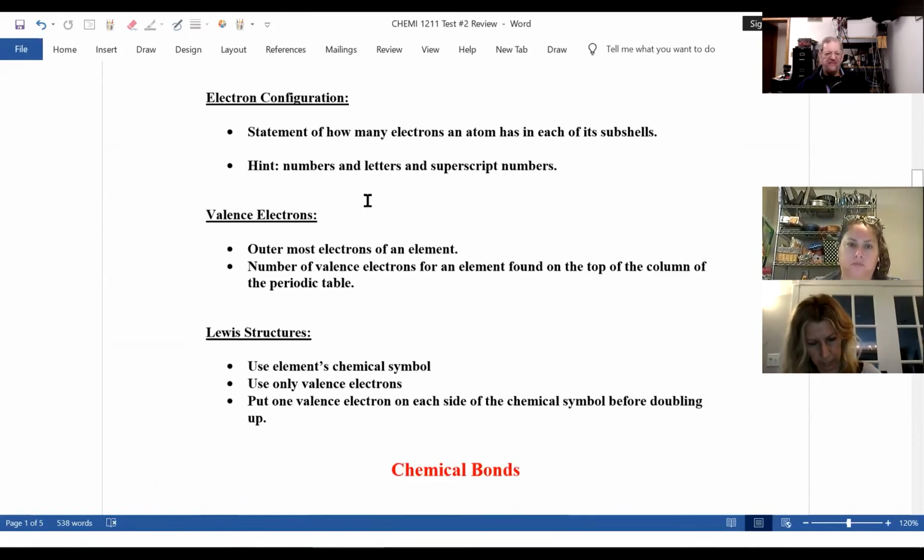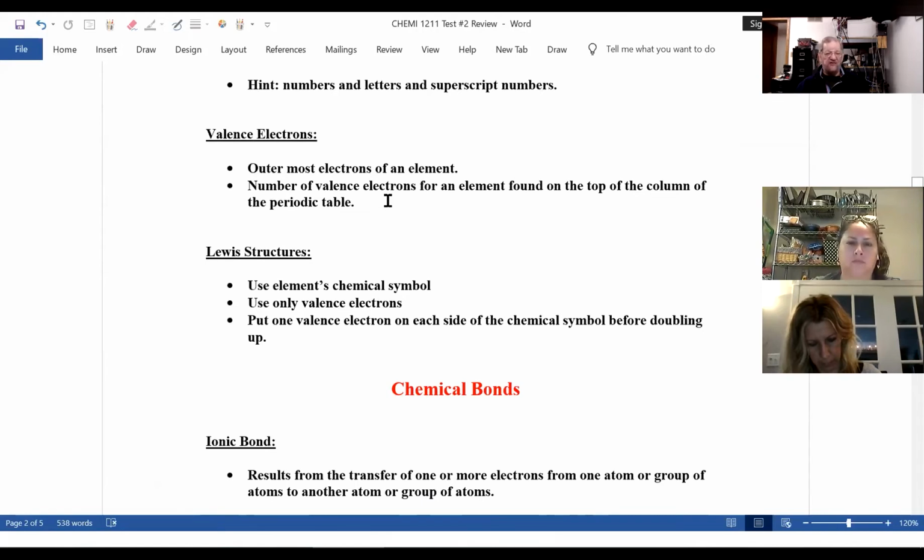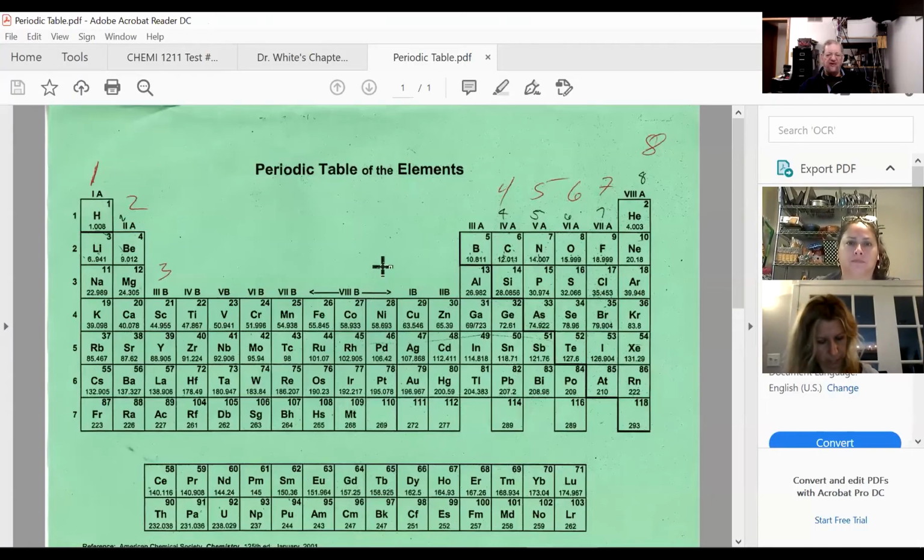Next, we talked about valence electrons. You should know what a valence electron is, and that is the outermost electrons of an element. How do you find the valence electrons? You look at the periodic table and look at the top of the column. And if we look at our periodic table, everybody see the periodic table? Thank you. If we look at nitrogen, how many valence electrons does nitrogen have? 5. If we look at bromine, look at the top: 7.